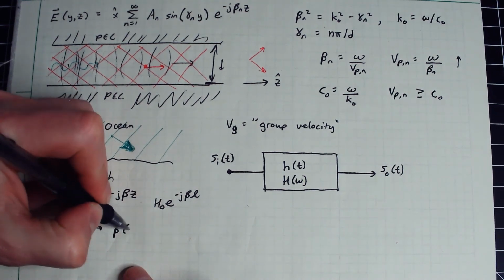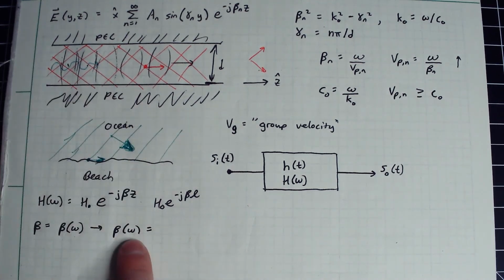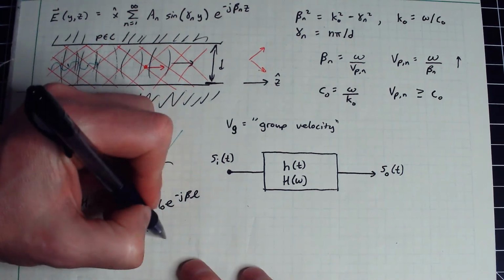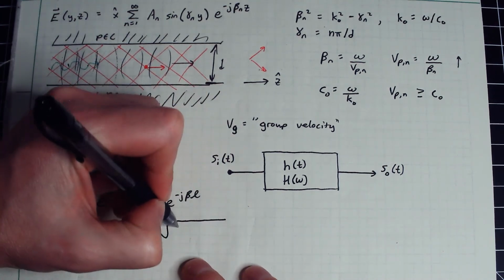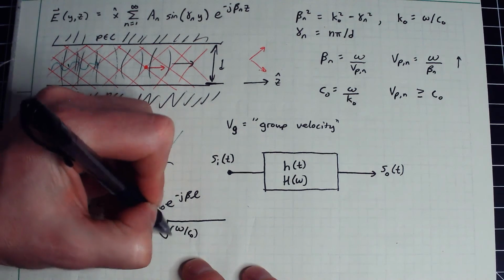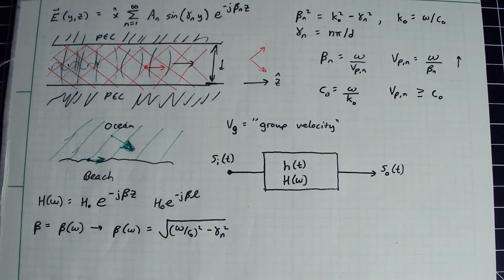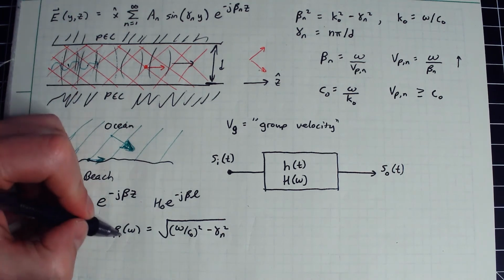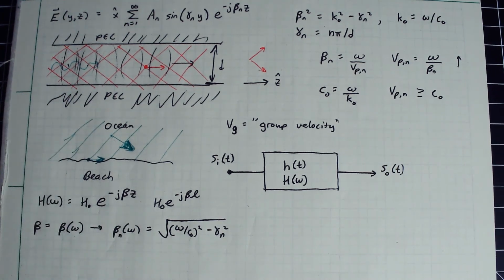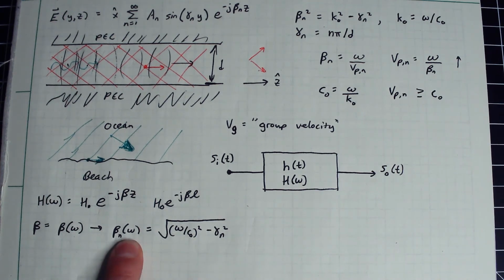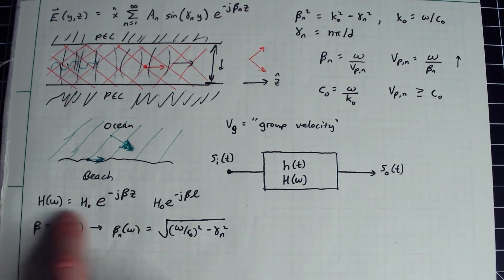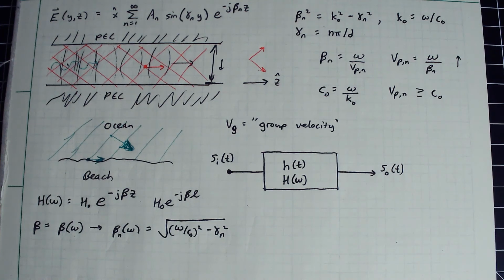We'll say beta of omega for some particular waveguide mode is going to be the square root of (omega over c naught) squared minus gamma sub n squared. So that's for, say, the nth mode here. So you notice it's a function of omega. If I change the frequency, I will change this propagation constant and thus change this behavior up here.